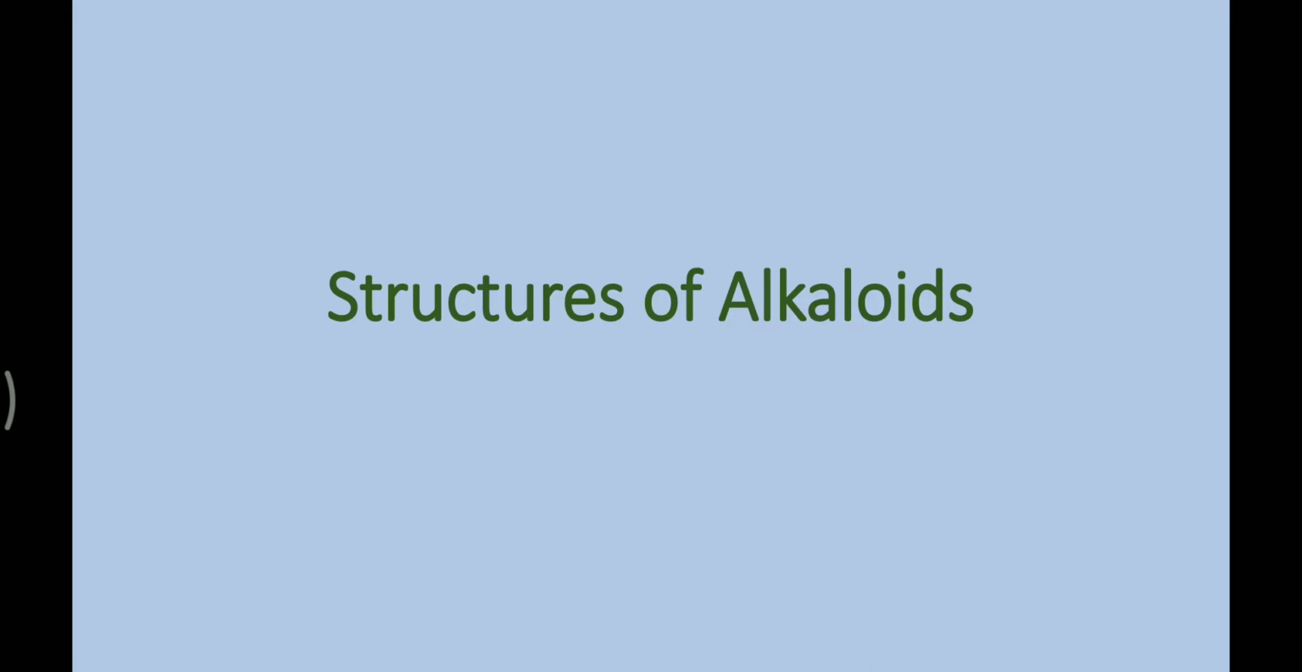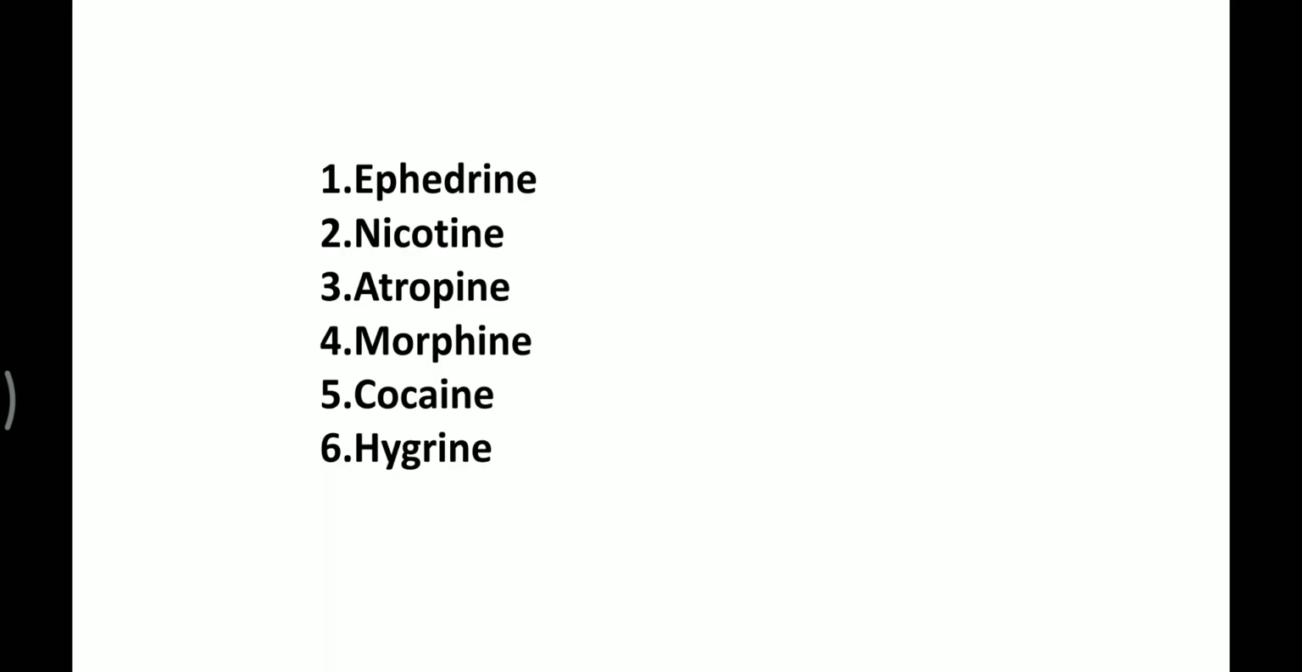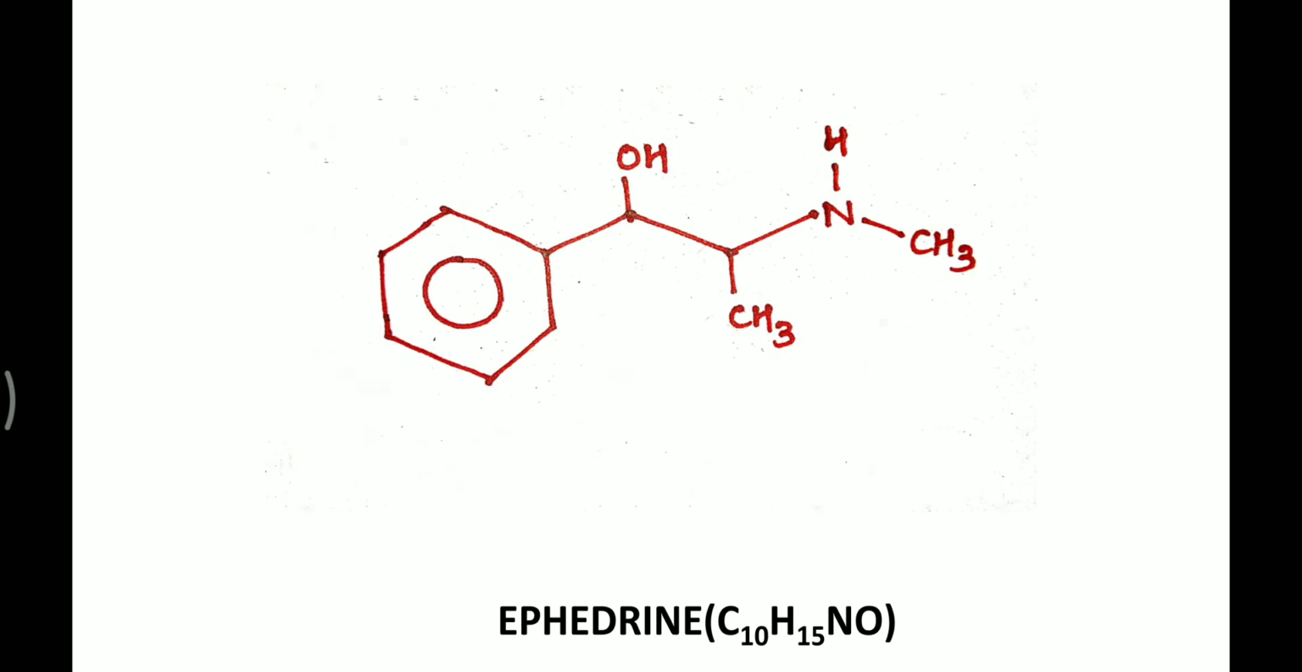Hello everyone. Today we are going to study the structure of alkaloids, and this is the last topic under the chapter alkaloids. So here we have to study 6 structures, that is ephedrine, nicotine, atropine, morphine, cocaine and hygrine. Ephedrine and nicotine, you already know those structures, and you have to study atropine, morphine, cocaine and hygrine as extra. So let us first see the structure of ephedrine.